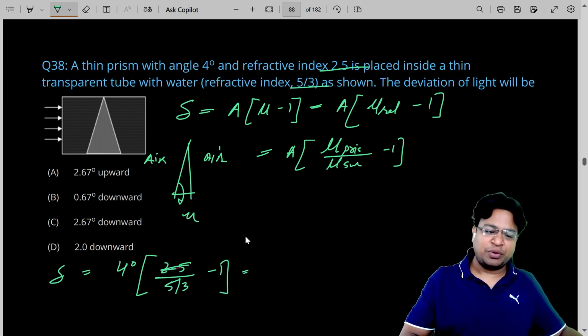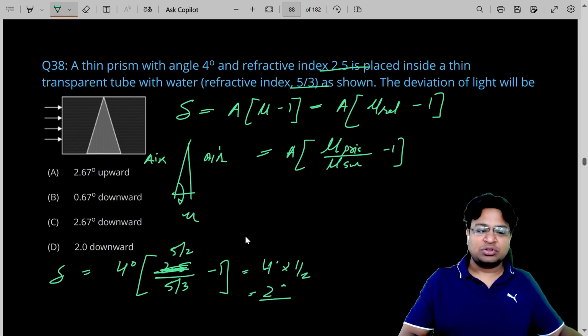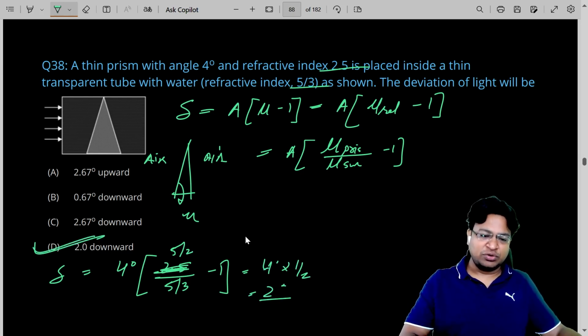Let me write 2.5 as 5 by 2. So the 5 gets cancelled, and it becomes 3 by 2. 3 by 2 minus 1 is half. So it becomes 4 degrees into half, which is actually 2 degrees. So 2 degrees downward would be the right answer, although there is no other option having 2.